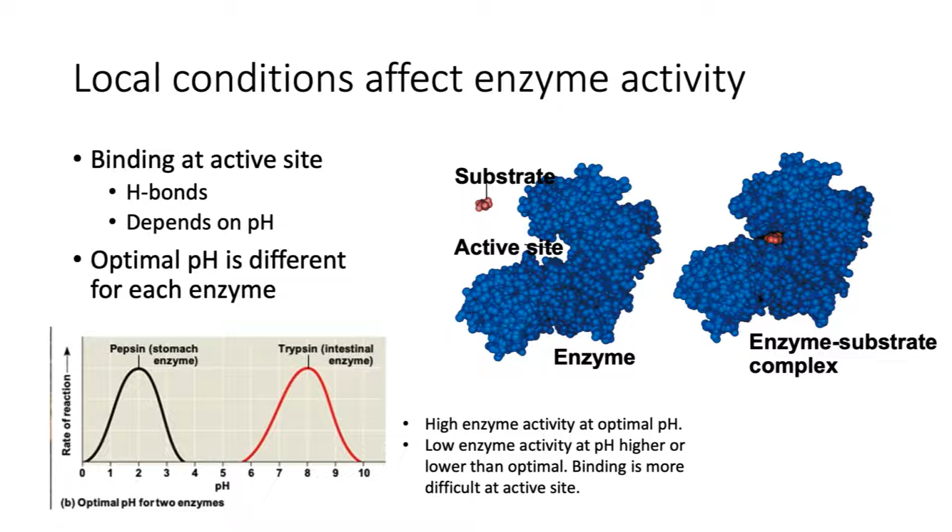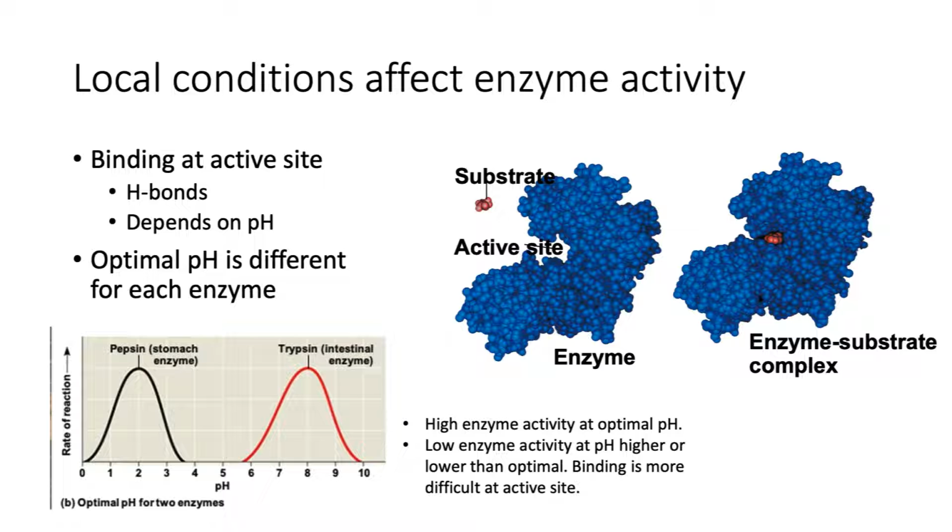So let's just review just a little bit. The binding site of an enzyme, the active site of an enzyme, is where the enzyme binds to the substrate. And this binding usually happens primarily through hydrogen bonds. And because of this dependence on hydrogen bonds, the pH of the solution really matters a lot. An optimal pH is going to be different for each enzyme.